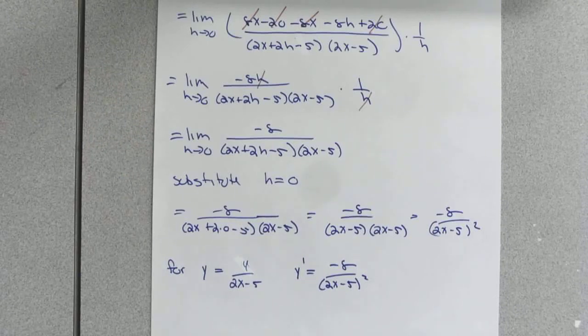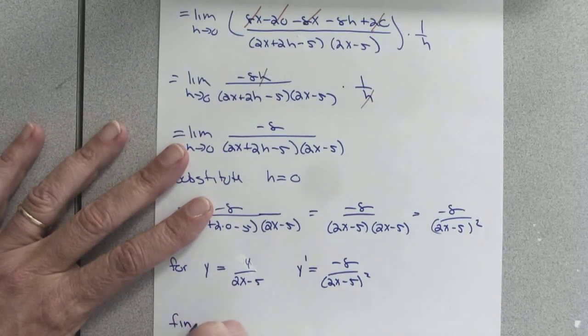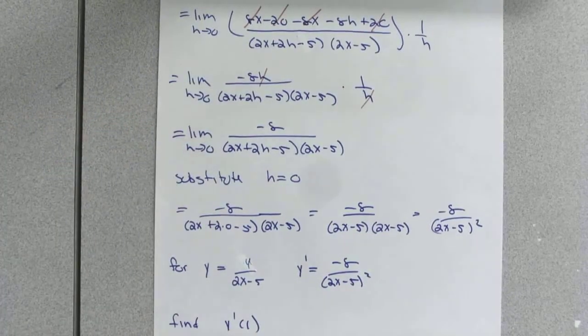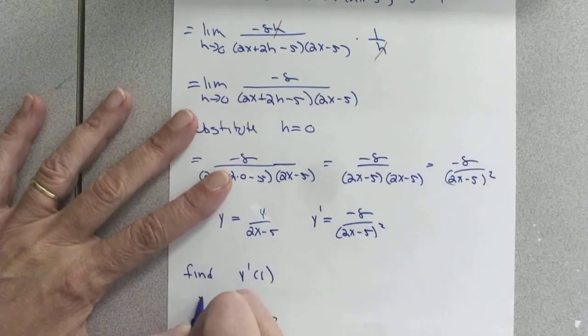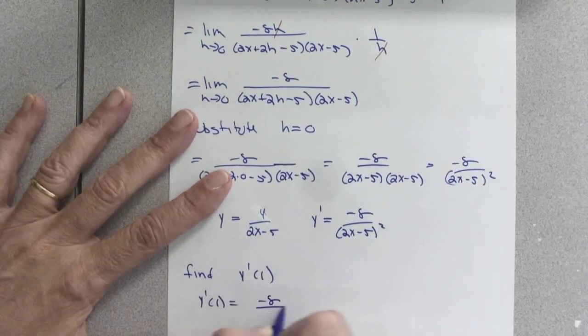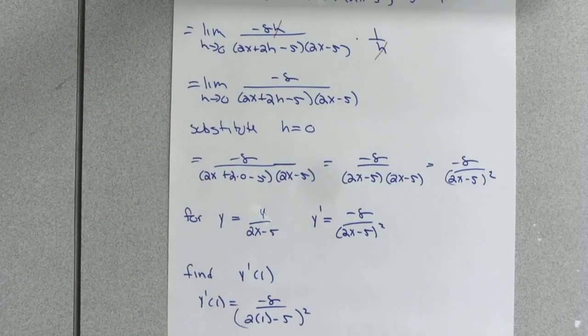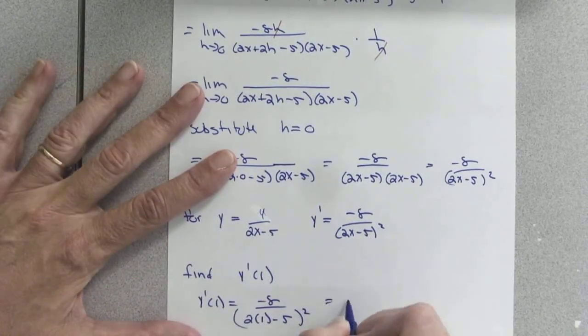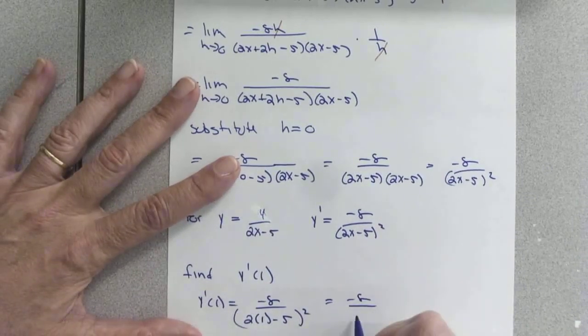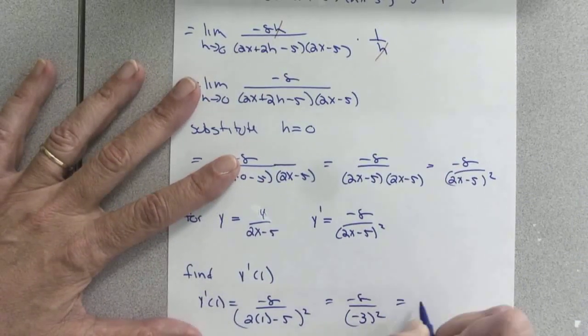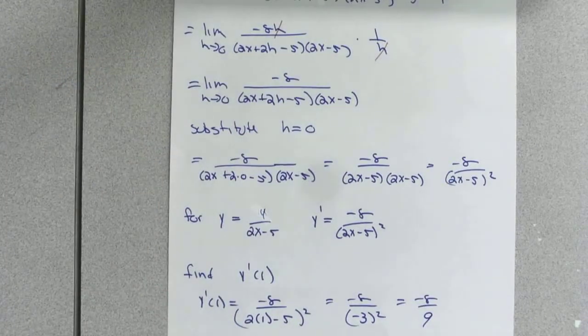Now yes, there are shorter ways of doing it, and when we get to the shorter ways, you can use the shorter ways, but we aren't there yet. Then the other thing this problem said to do was to find y prime of 1. Well, that just means plug the 1 into the derivative. And so then that's negative 8 over (2 times 1 minus 5) quantity squared, which would be negative 8 over negative 3 squared, for negative 8/9.